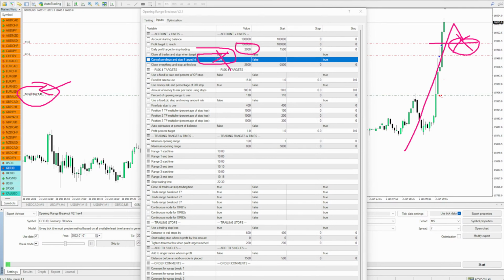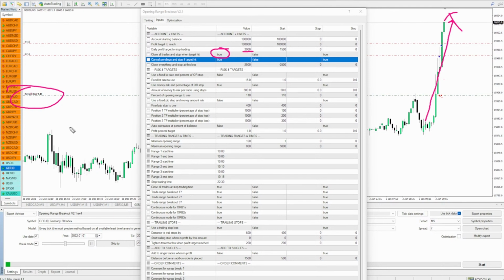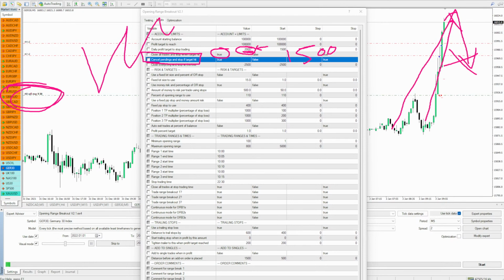So the difference between the two is this one, as soon as you get to $2,000, it will shut the lot, but it won't cancel off pending orders. If you want the pending orders cancelled off as well, you need to make that true. And that will also then, if you've achieved your target, cancel your pendings. If you haven't achieved your target, i.e. we've just made a good trade and we've closed the trade, but we've only made $1,500, for example, it won't do anything. It will leave the pendings in place and it will carry on taking trades throughout the day.